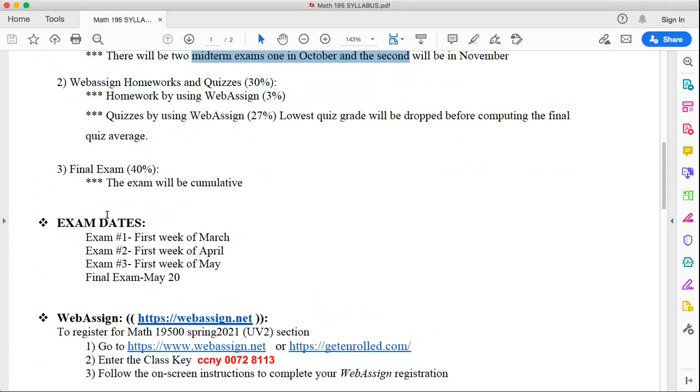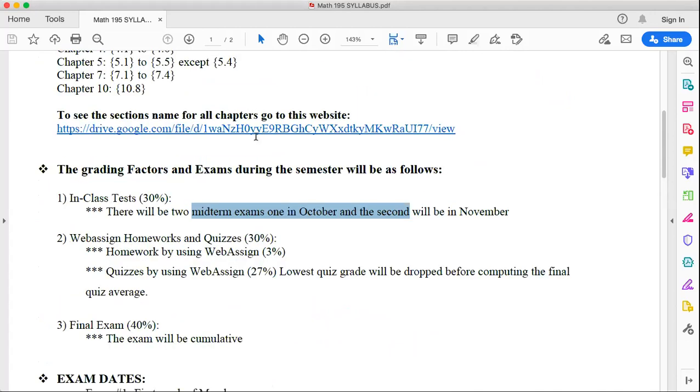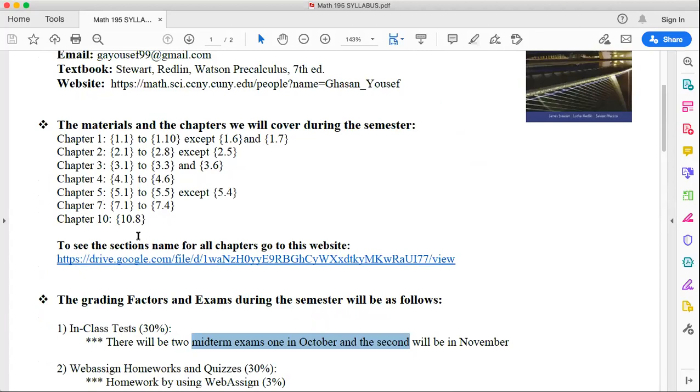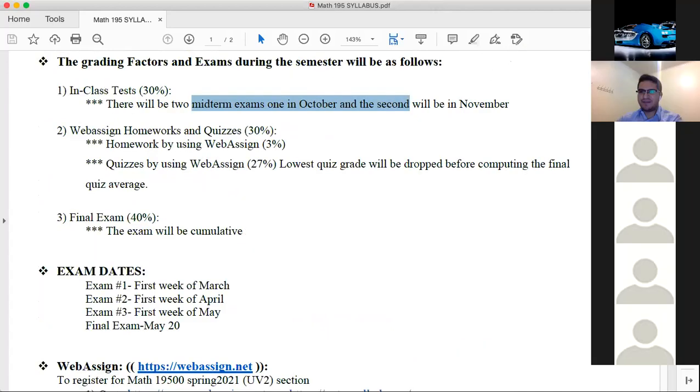Any questions so far, until here, for the grading factors and for the material chapters? I think no questions.